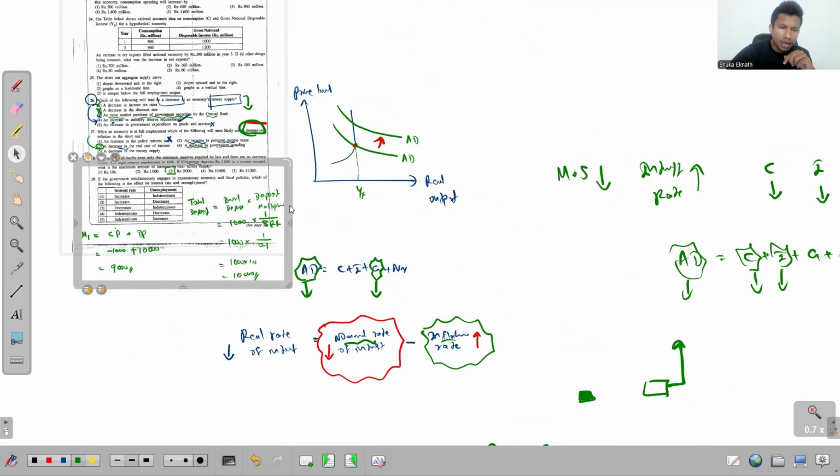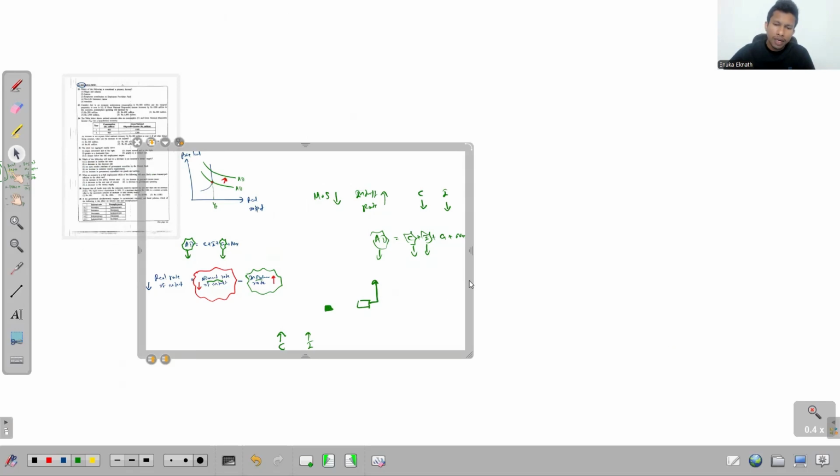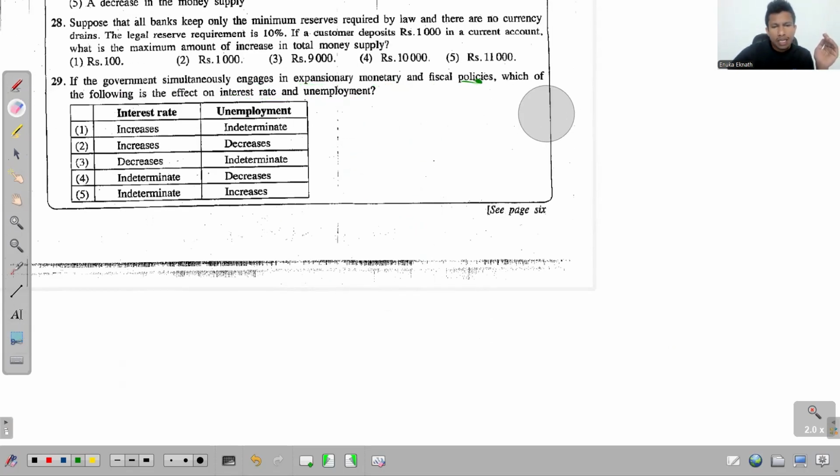Right. In question 29, what do they say? It says, if the government simultaneously engages in expansionary monetary and fiscal policies, which of the following is the effect on interest rate and unemployment? Right. So they talk about two things. The first one is expansionary monetary policy. The other one is expansionary fiscal policy. So let me first take expansionary monetary policy.